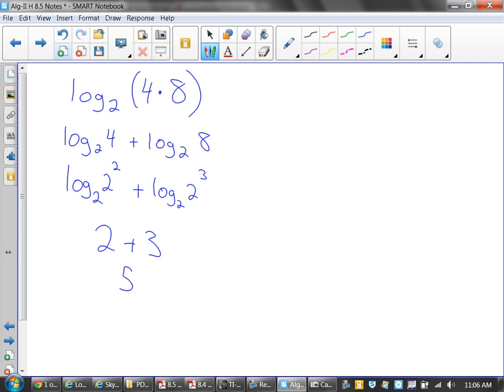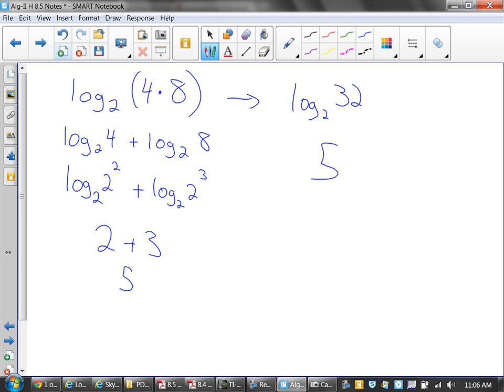Okay. Now, if you go through the order of operations, and you went the other direction, what's 4 times 8? 32. That's saying the same thing as the log base 2 of 32. Can you write 32 in terms of 2 as a base? It's 2 to the 5th. So you still get 5 when you simplify it out.